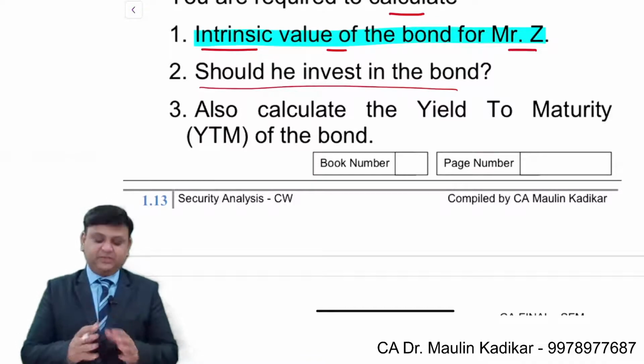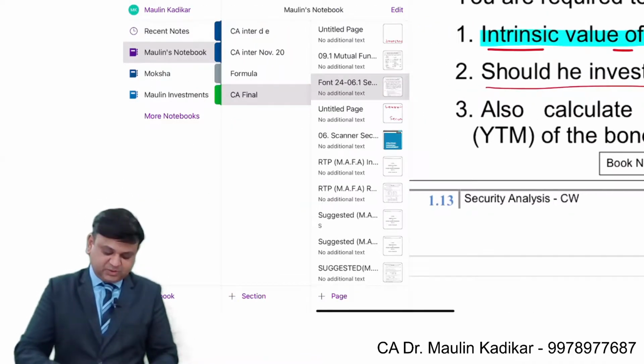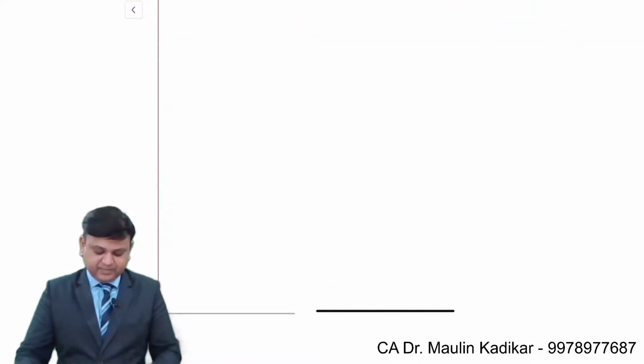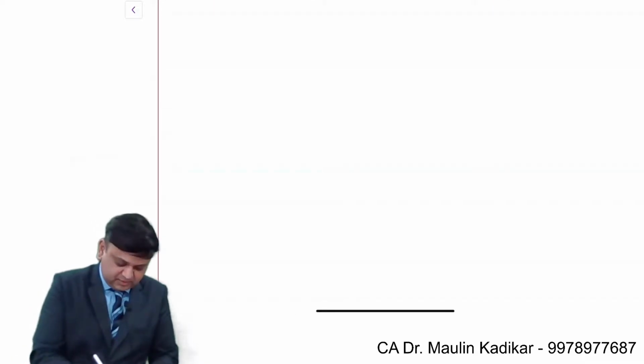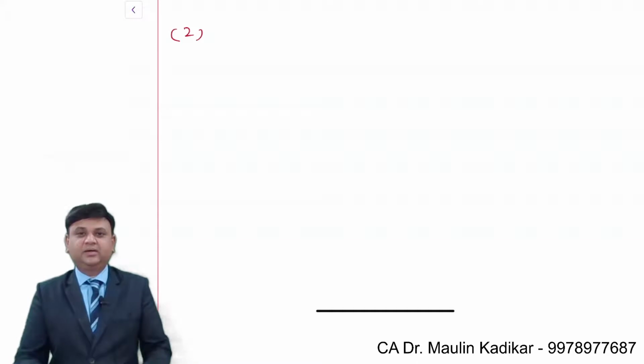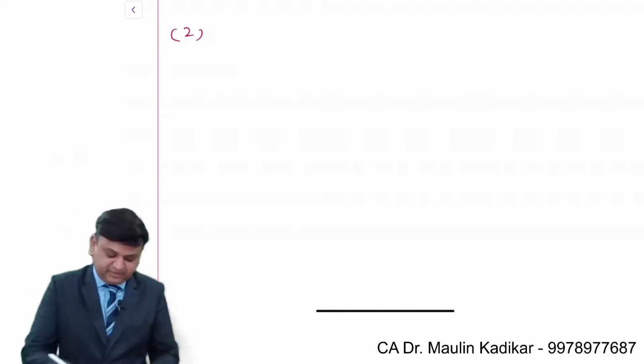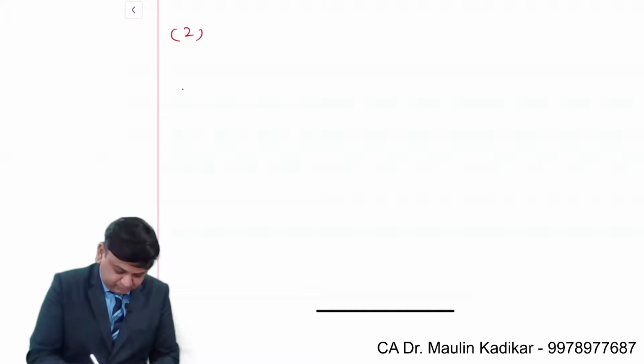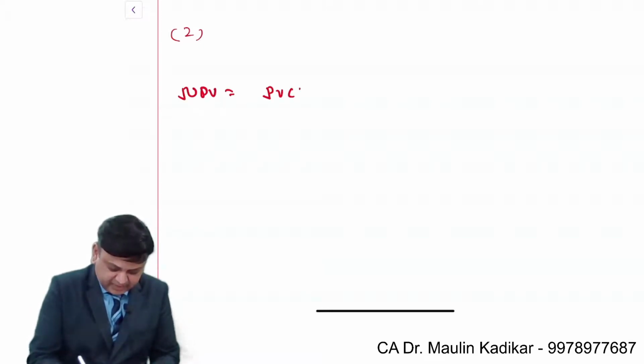Now the second part of the question can be done by three methods, as we have discussed. The first is the NPV method, the second is the present value of the cash inflow method, and the third is the return method. I go with the simple NPV method. Friends, NPV is calculated as present value of the cash inflow minus investment.